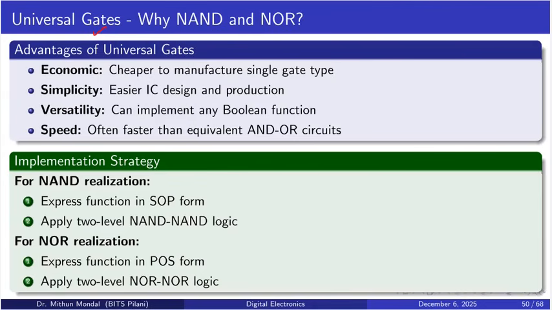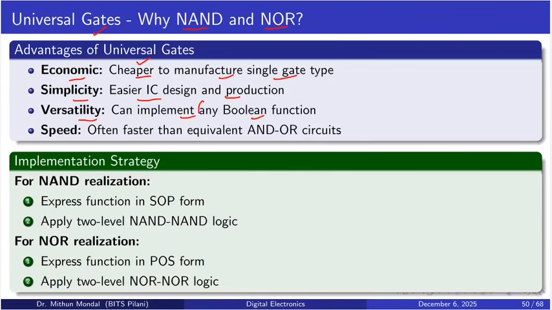So the universal gates are basically two important gates. One is the NAND, another one is the NOR. These two gates are known as the universal gates. So what are the advantages of using the universal gate? They are economic, as they are cheaper to manufacture using a single gate type. Also, they are simple, because of their easier IC design and production. They are versatile, and can implement any Boolean function.